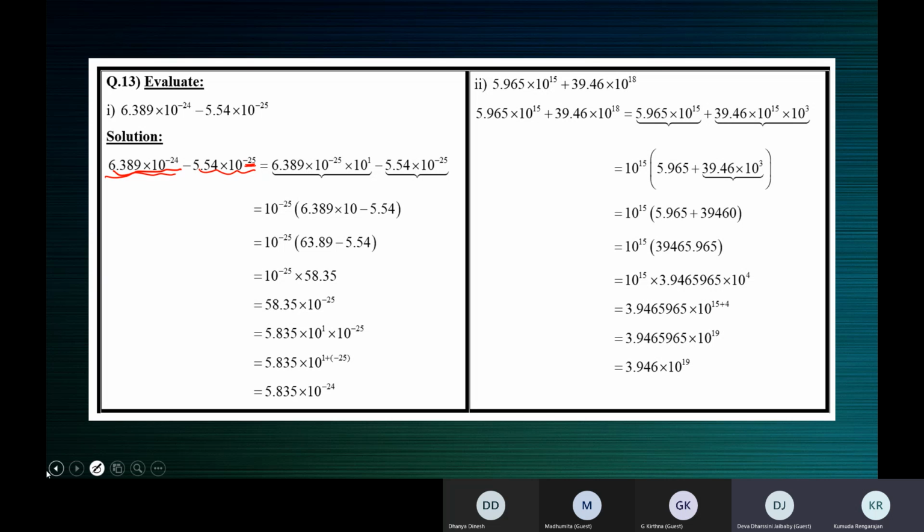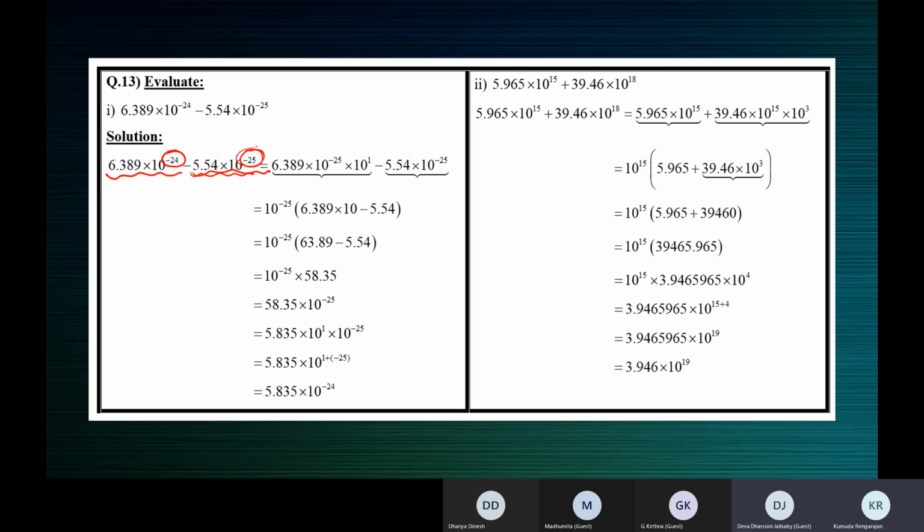Okay. So here I've introduced the same power. The powers are minus 24 and minus 25, and I have chosen minus 25. You can also choose minus 24. We'll see that tomorrow, in the next class. Where is minus 25? It's in the second expression. I have introduced that minus 25 in the first one also.